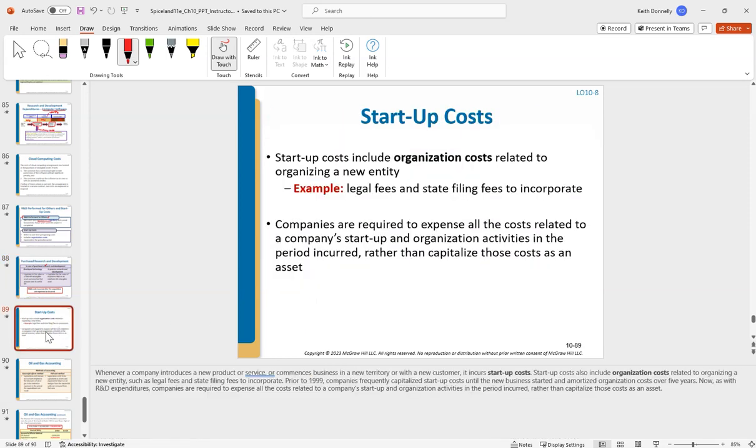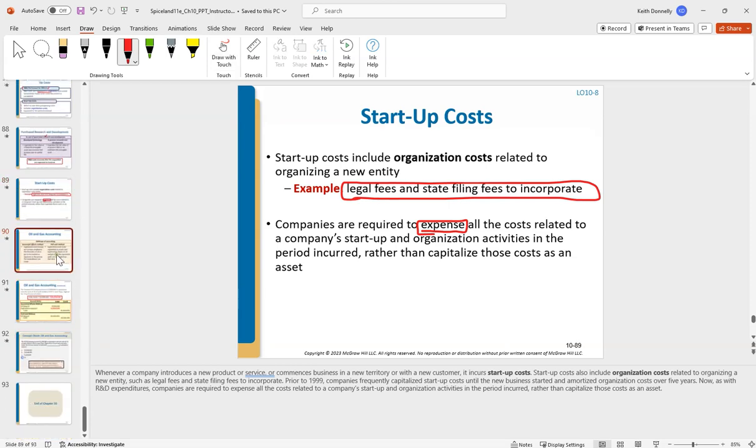And then let's talk a little bit about startup costs. The idea with these is that they're going to be expensed. So, you're forming a new business. You have to hire attorneys. You have to pay a filing fee to the state. You have to pay accountants. All of those startup costs are going to be expensed in the period incurred. In other words, you don't capitalize them.